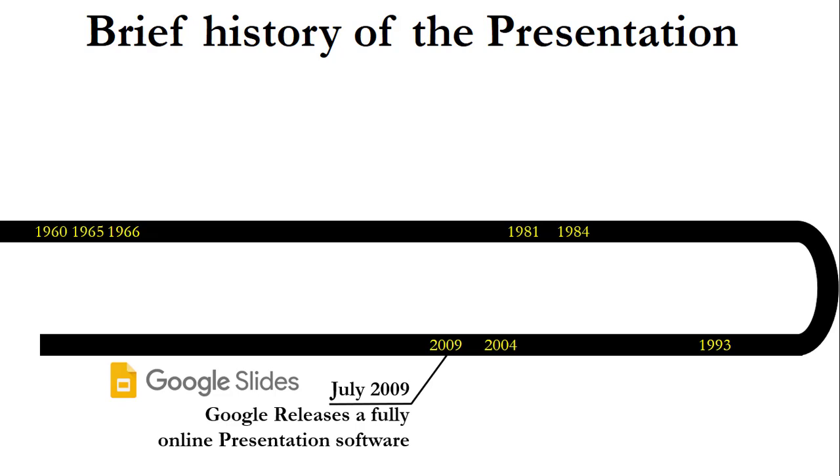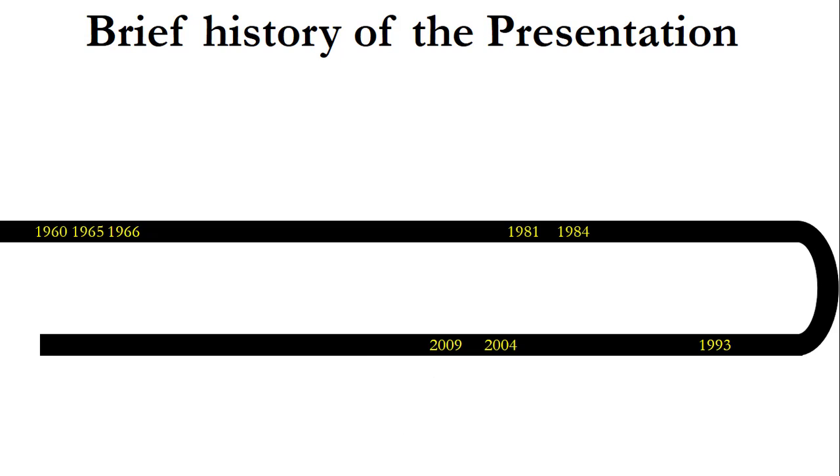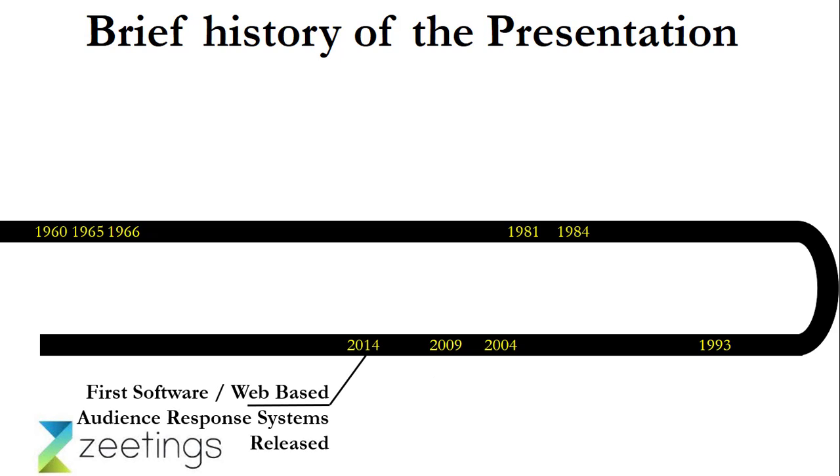2009, we get away from application-based presentation software and we go online to the more rich HTML environment with, say, Google Slides being released. And then, this is an estimated date, but the first software/web-based audience response systems were released, and I'm going to look at Zeetings because that's one that's free for educators and an absolutely amazing way to improve your PDs and even classroom instruction.